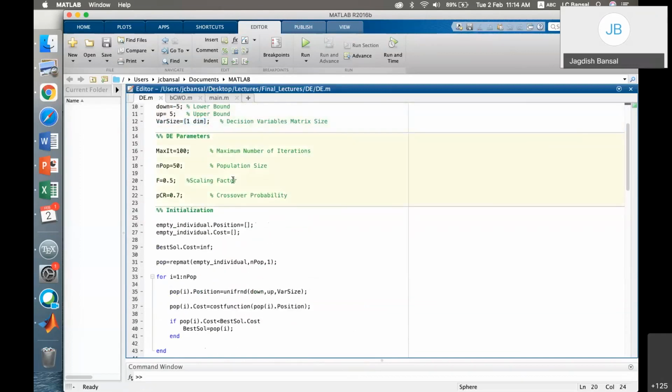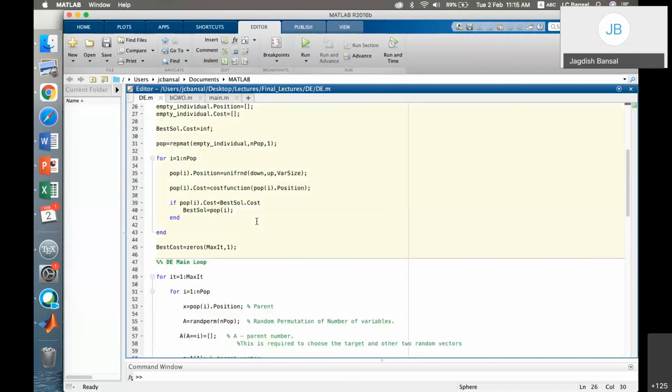The second part is the DE parameters. Iterations are 100. Population size is 50. Scale parameter is 0.5. Probability of crossover is 0.7. Third step is the initialization.